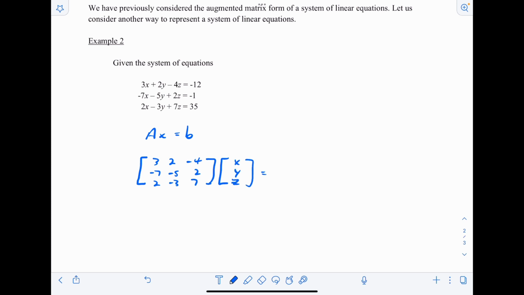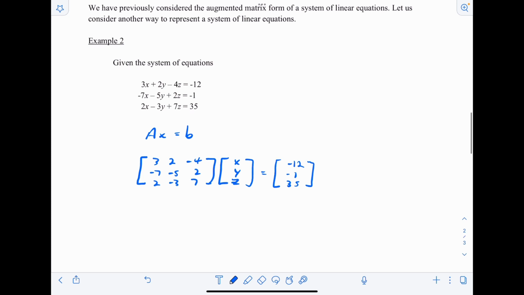And then b is what the equations are equal to. So in this case, -12, -1, and 35. Now, before I go any further, just to see what's happening here, if you look at these matrices on the left side, if we multiply those matrices together, you will get the systems, right?